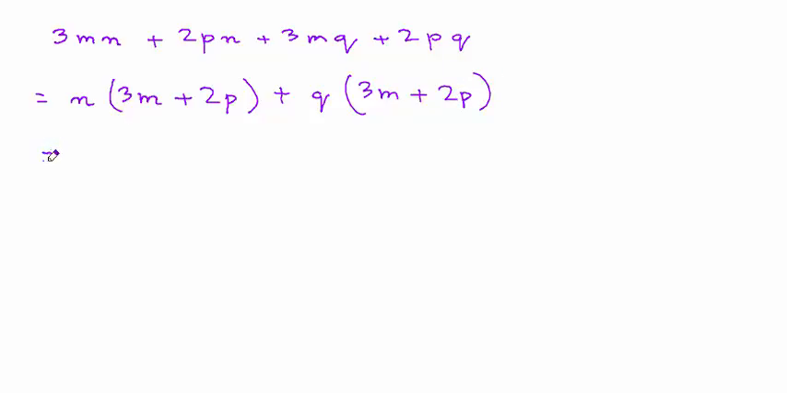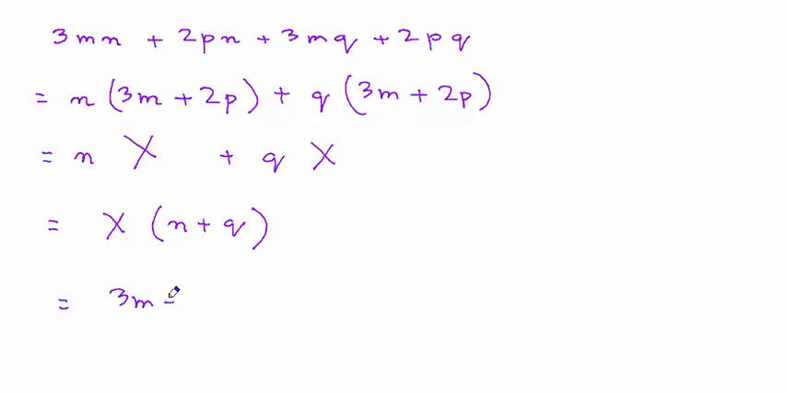Once again, you want to think of this as one single variable, n times, let's say, x plus q times x. Same thing, 3m plus 2p, 3m plus 2p. Therefore, x is the common factor between them, n plus q. Now, what's x? There's no x in the given expression. Therefore, we want to replace that with 3m plus 2p times n plus q. And that's what the factored form is for this expression.